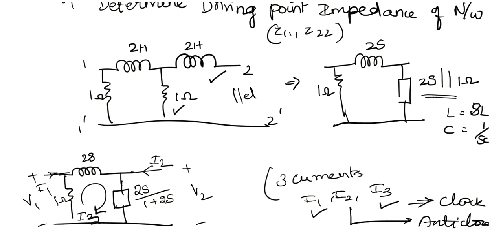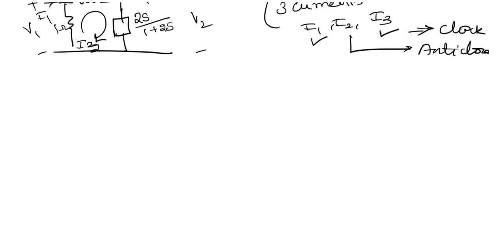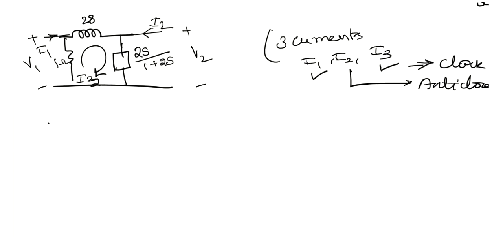Okay, now three equations. Mesh 1, can you tell me? Source will be V1 equal to 1 into I1 and I3, but both are in clockwise direction. We can write I1 minus I3, and be careful, it is not plus because I1 and I3 are flowing in the same direction, and that's all.